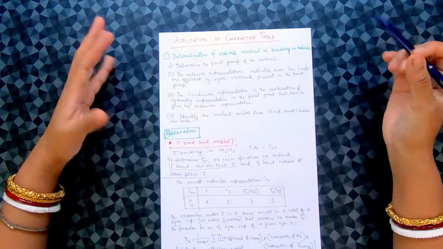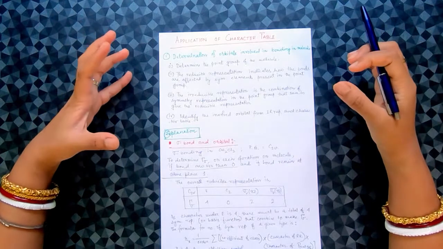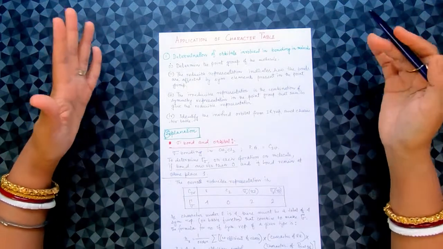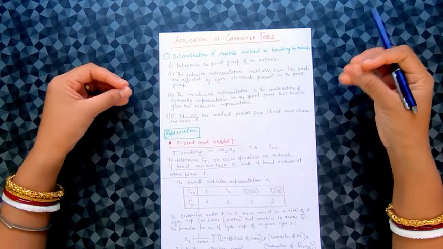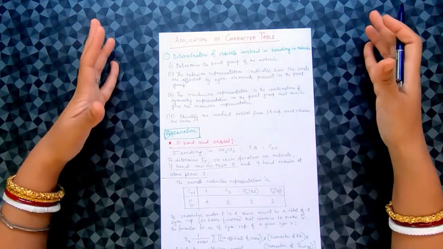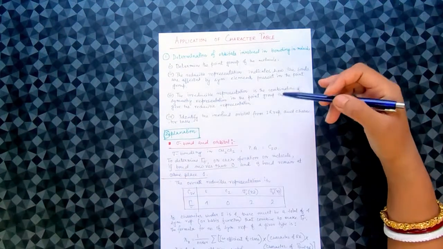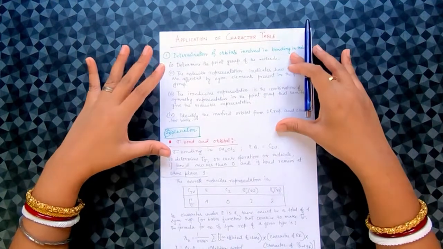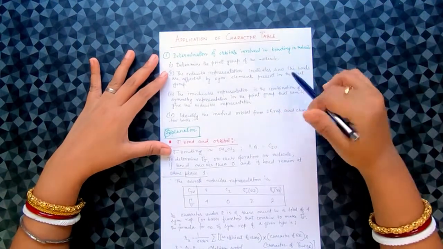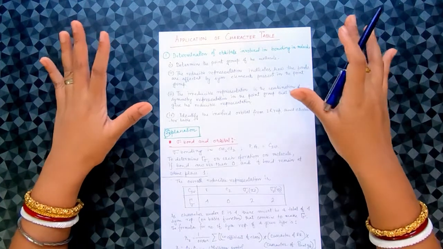Then the reducible representation indicates how the bonds are affected by symmetry elements. Obviously, we know that symmetry elements are present in the point group. According to the point group, there is a variety of different symmetry elements present. So how those are related, that we are going to discuss, and the involvement of the irreducible representation, which we can get from the character table.